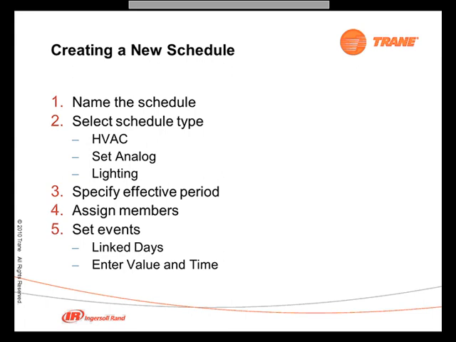Number 3, you're going to specify the effective period, starting the day, and it could be open-ended, or you can have the effective period truncated with an end date. And then you're going to assign members. Typically, you're going to assign an area as a member, and the area will have all its members cascading down on the schedule itself. Now, you can assign individual members, and when I say members, I mean individual pieces of equipment, but it is best to assign an area which has its own members underneath.